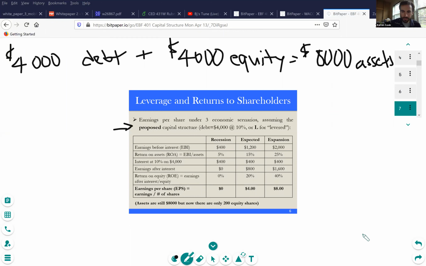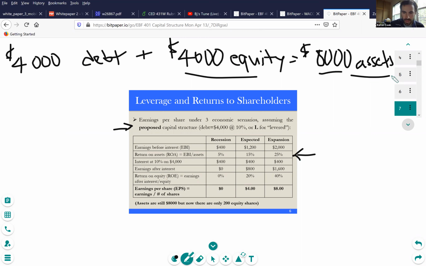But the percentages that these earnings represent of equity are going to change because the equity portion is actually smaller now. So the key point here, we still have return on assets of 5%, 15%, and 25%, because the underlying value of the assets is still the same. There's still $8,000 of assets. It's just been split up in terms of the financing of those assets.